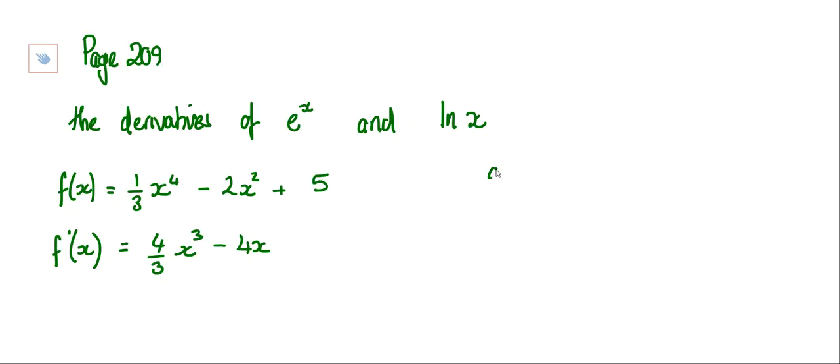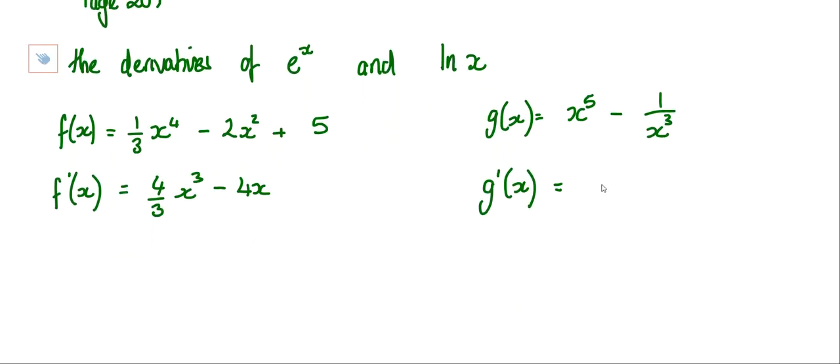Okay. If I told you g of x was x to the power of 5 minus 1 over x cubed, what would g dash of x be? 5x to the power of 4. Oh, natural log. No, we're not doing anything new yet. This is recapping.